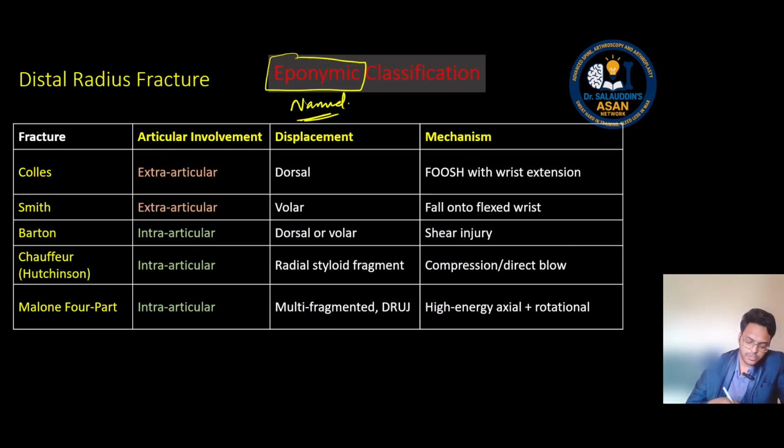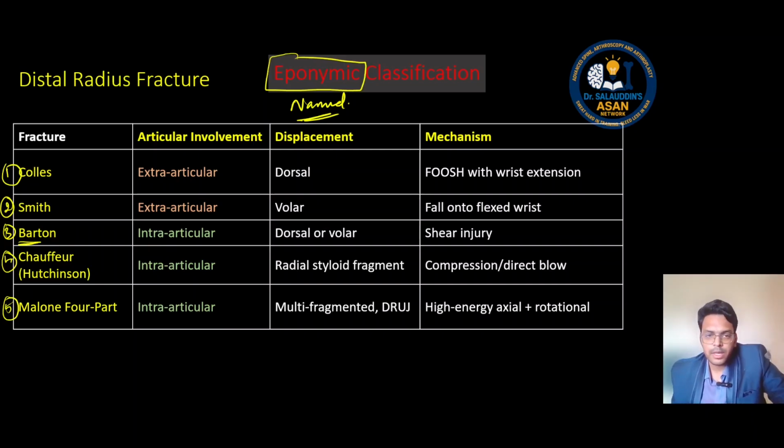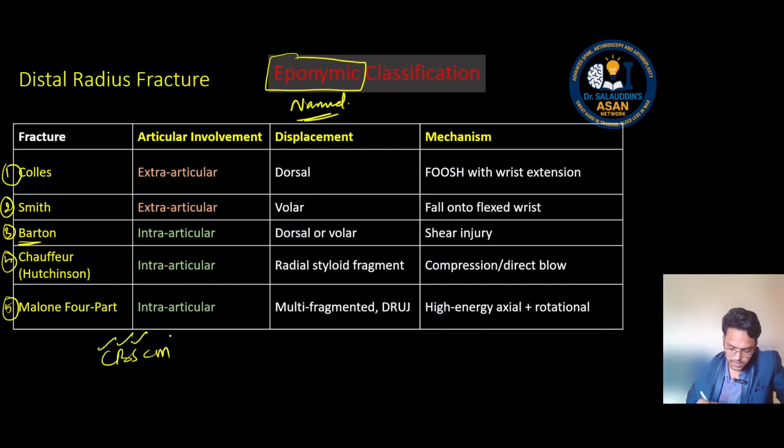See, the first one is Colles fracture, second Smith, third is Barton's fracture, fourth is Chauffeur's fracture, and fifth is Melone's fracture. Now how do I remember this? Simple, keep any mnemonic that you like. I use the mnemonic CBSCM. CBS is Colles, Barton and Smith. CM is Chauffeur's and Melone fracture.